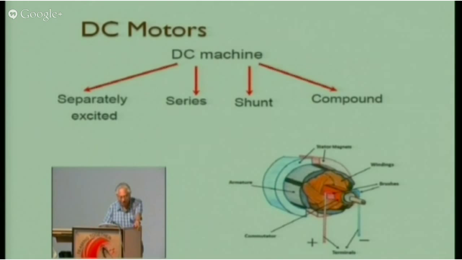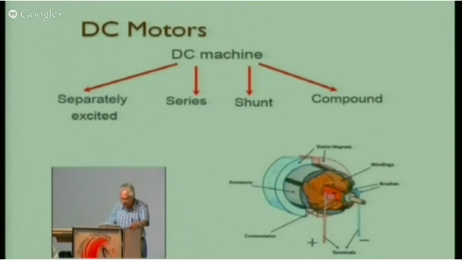It can be a separately excited type and further it can be series, shunt and compound, as already explained in the earlier slide. So this is the diagram which we have given, a cut diagram. You can see there are stator windings, brushes, rotor, and there are two terminals out of the brushes marked as positive and negative. These are the outer terminals wherein you get the connection out.